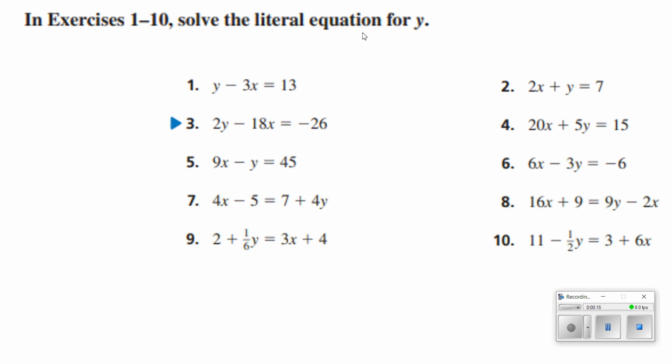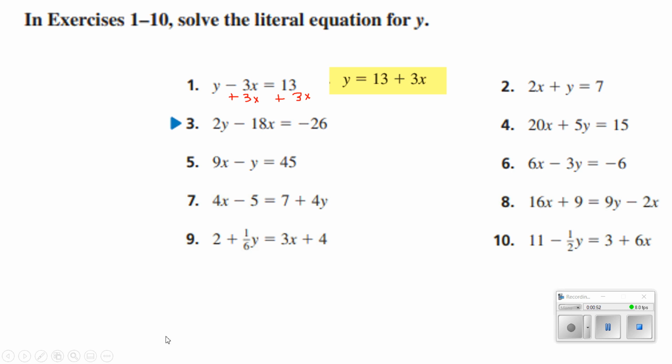Solve the literal equation for y. We're looking for y. I'm going to show you how to work it over here. The answer should be revealed afterwards if I do it correctly, right? So when I'm doing this one, remember, I try to get y on one side, which means I'm going to add 3x to both sides. And that should give me y equals 13 plus 3x.